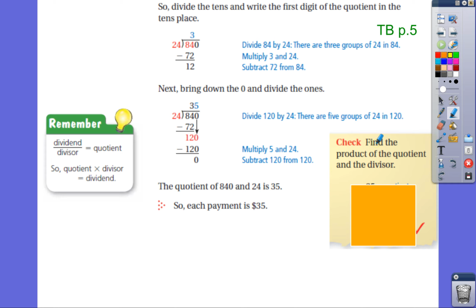Now when you're done with a division problem, a good idea is to check it and see if your answer is correct. We do that by performing the opposite operation. The opposite of division is multiplication. So if I take my answer, which was 35, or the quotient, and multiply it by the divisor, that's what I originally divided by, 35 times 24 gives me 840. That was what I started with, or the dividend, so I know I've completed this problem correctly.